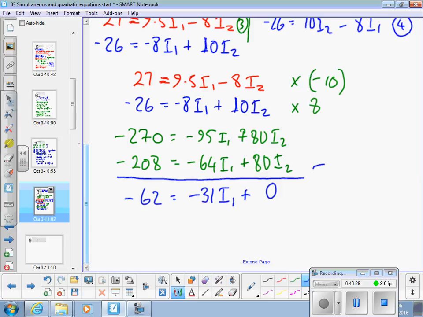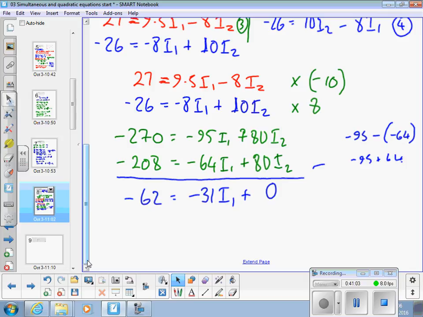Same for the other, it's minus 95 minus 64. This is effectively minus 95 plus 64, which is minus 31. Yeah? Right? If you're unsure, plug it in your calculator.